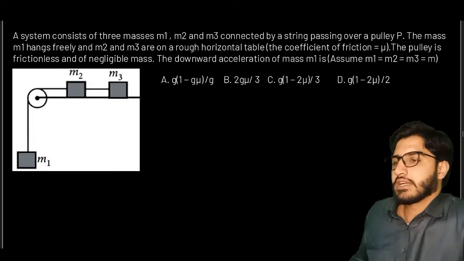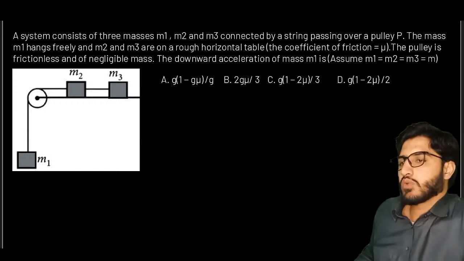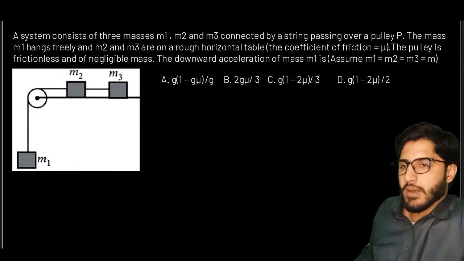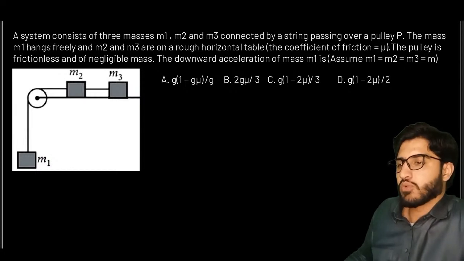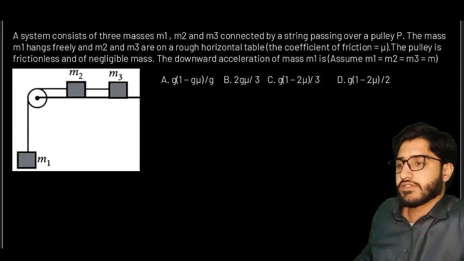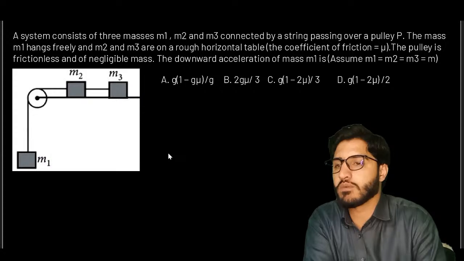A system consists of three masses M1, M2 and M3 connected by a string that passes over a pulley P. The mass M1 hangs freely and M2 and M3 are on a rough horizontal table. The pulley is frictionless and has negligible mass. The downward acceleration of M1 is, so we have to find this acceleration A.